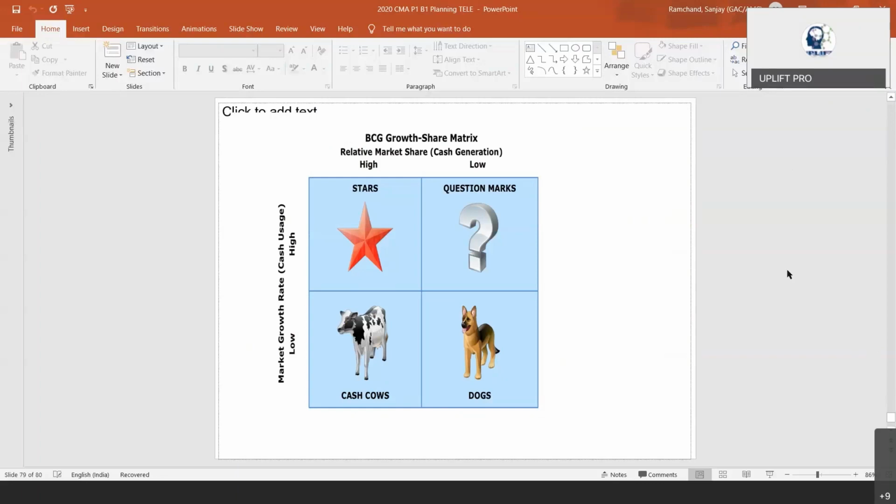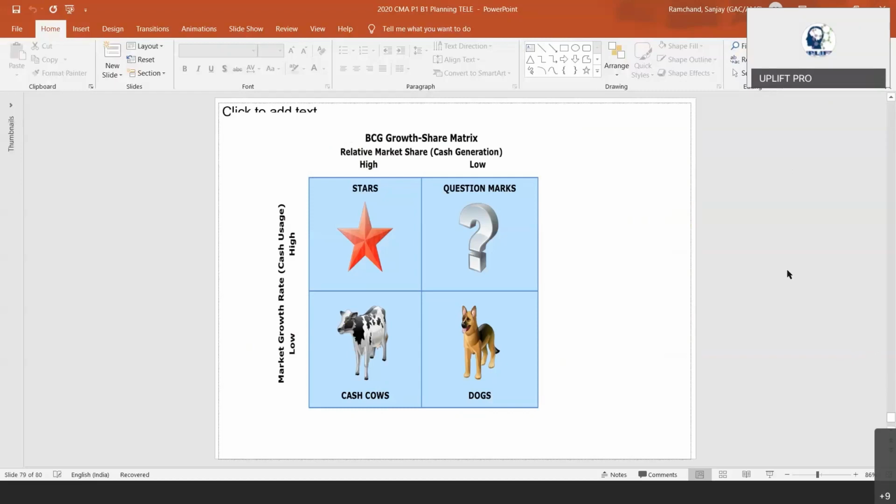You are generating a lot of sales without too much advertisement, so you're rich in cash. There's a lot of cash inflow. But the market has stagnated now. You cannot grow your market anymore. Then you come to the declining stage of the product. Declining stage of the product is a dog.